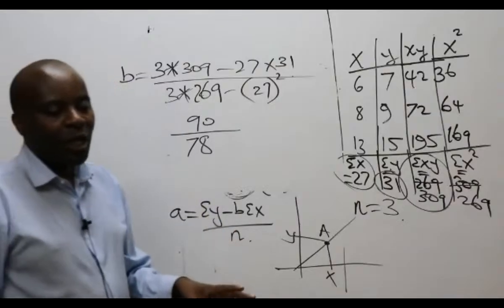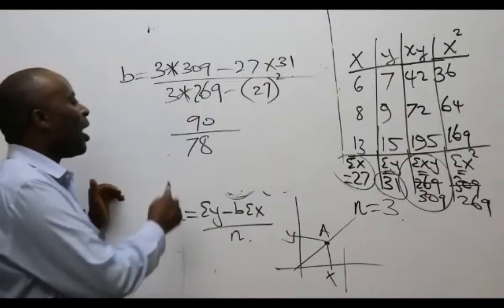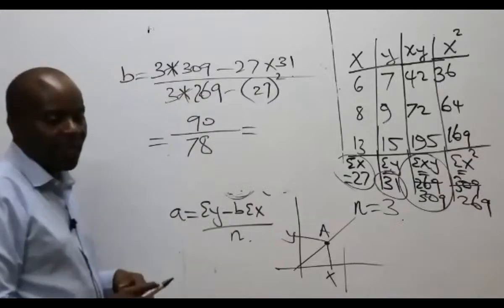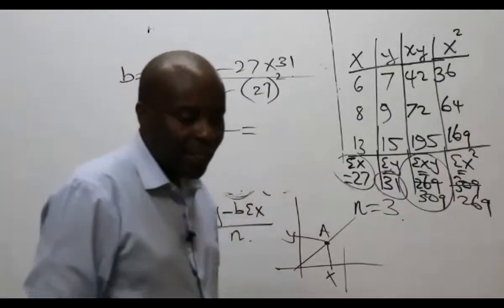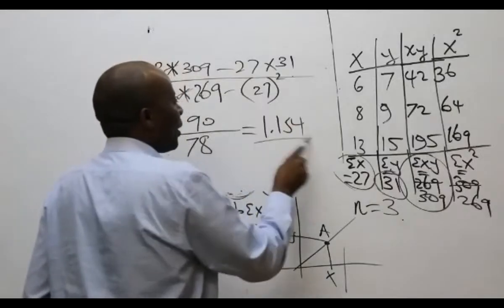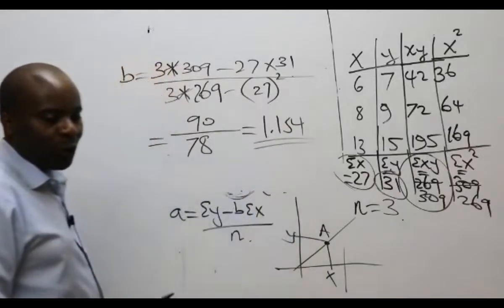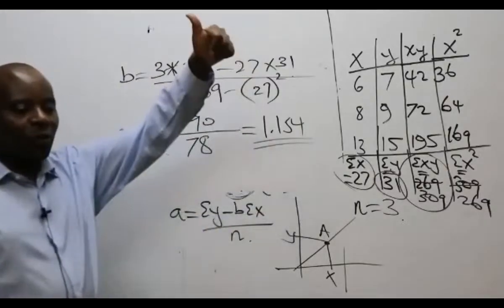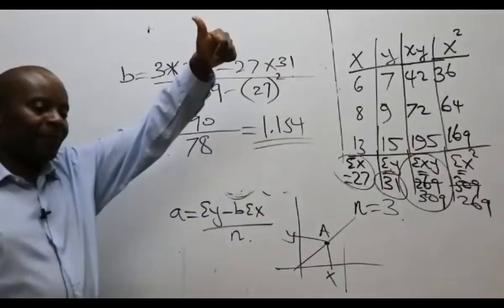Thank you very much. Now, ladies and gentlemen, please go ahead and give me the quotient here. What is 90 divided by 78? So Sharon tells me it is 1.154 like that. Great. So many guys have been able to confirm.